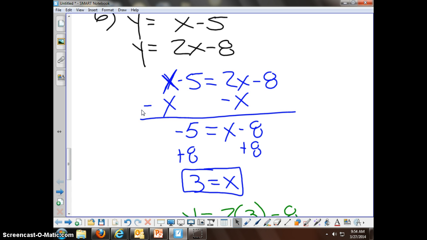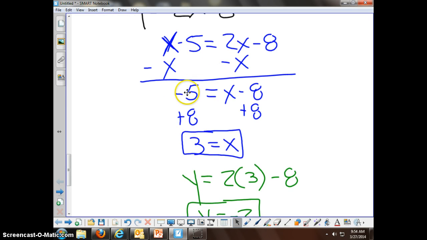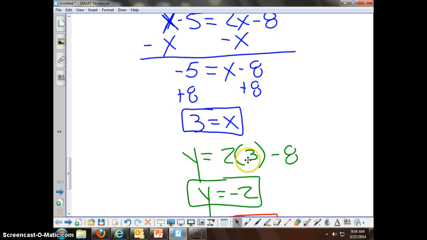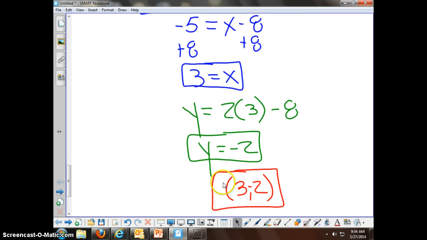Yes, sir? Do you have to show work for finding y? For finding y, you have to show everything that I just showed you here. So you would have to plug it in, but I don't need to see your order of operations. Does that make sense? I want you to show me that you can plug it in. You understand why you need to find that x first, but then you can just give me the answer, because 2 times 3 minus 8 is something I know you can do without showing work. Okay?